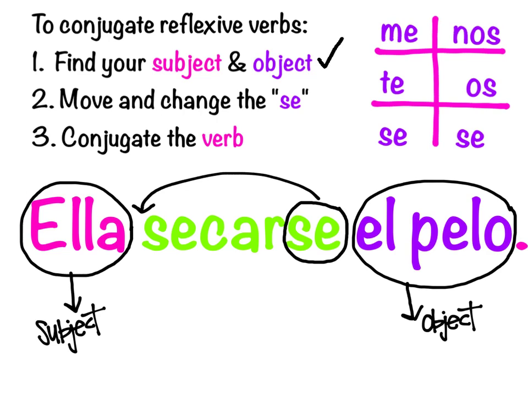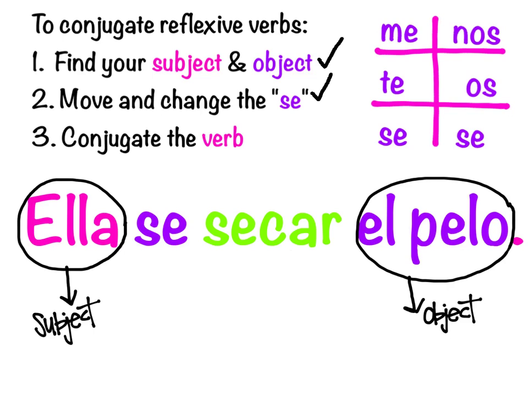So if we look at our chart up here, we know that me is equal to myself, te is equal to yourself, se is equal to himself, herself, or yourself when referring to usted. So since we see that se here agrees with ella, we don't need to go any further. So we will move this se in front of the conjugated verb so that we can later conjugate the verb. And we have now successfully completed step 2.